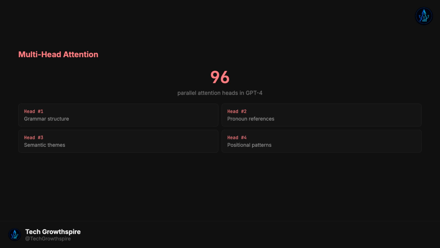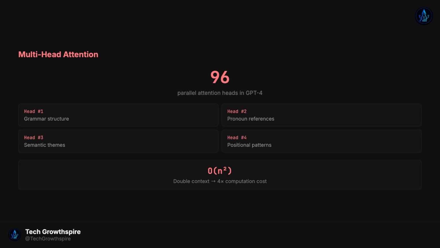Then there's top P sampling, also called nucleus sampling. Instead of considering all 100,000 tokens, you only consider the smallest set whose combined probability exceeds some threshold like 90%. This cuts off extremely unlikely tokens while still allowing meaningful variety.